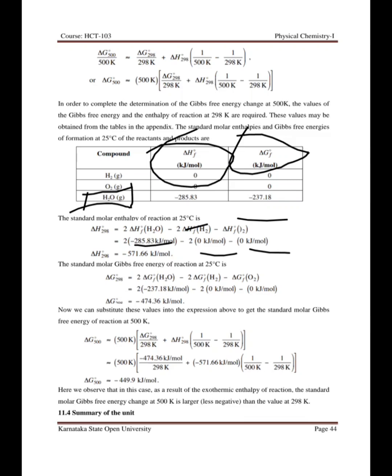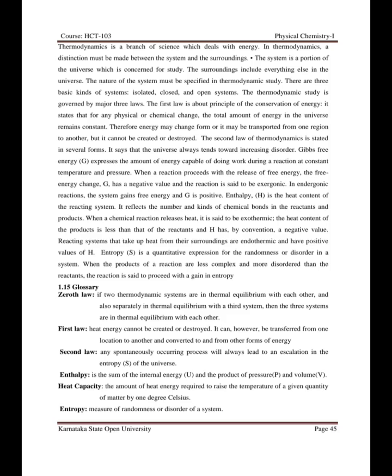You will get delta H and delta G, that is the enthalpy and the Gibbs free energy. Further, you can calculate the Gibbs free energy and Helmholtz free energy. Here both have been calculated. And this is the end of this unit. There is also a summary of the unit. You go through this and you will get to know the whole basic concept of this unit.